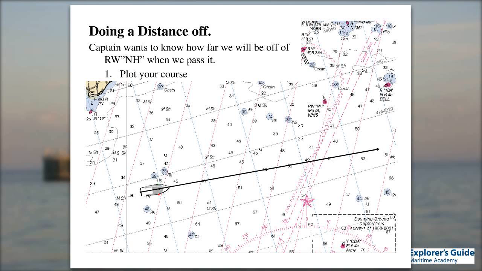Okay, distance off. There are times we want to know how far we're going to pass an object. Not that we're going to go to that object, but how far off we're going to be when we do pass it. So first thing is we plot our DR, our course. Secondly, we identify a chartable object. So on a chart, then we have to use a different method.